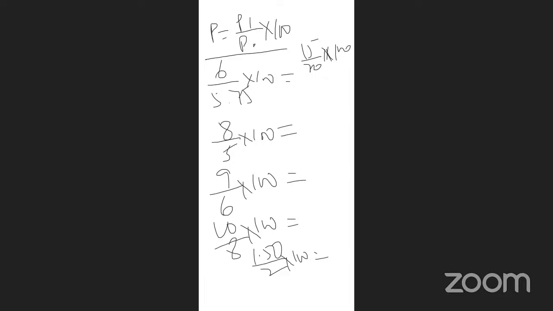Six divided by 5.75 into 100, so this is equal to 20. 104.3, 160. Then 2 3s are 250. This is 3, this is 150. This is 10 divided by 8.